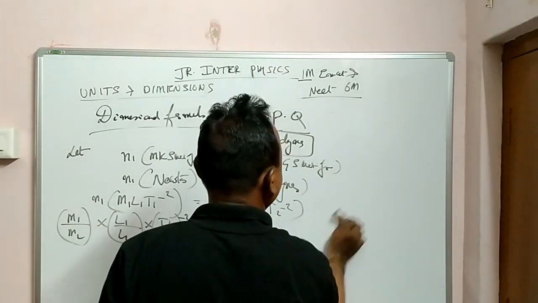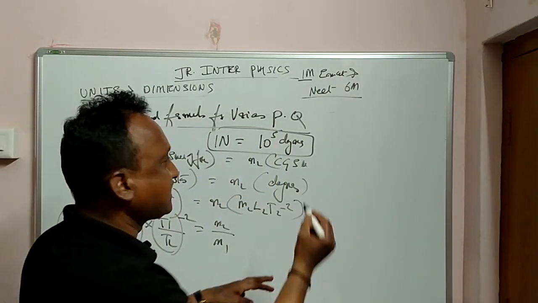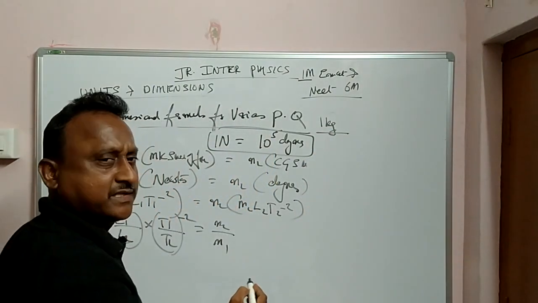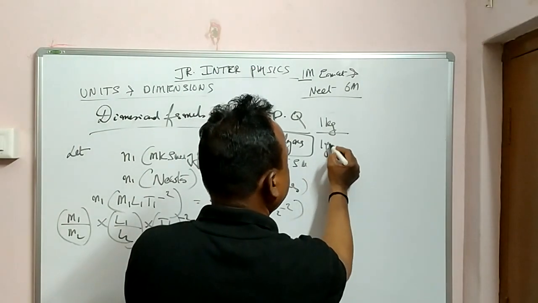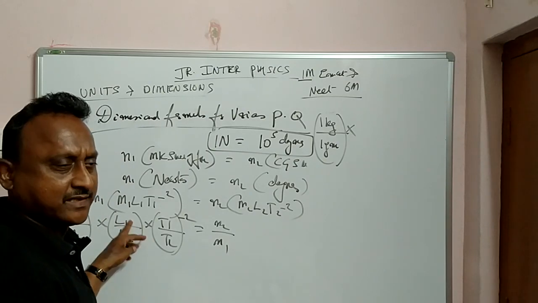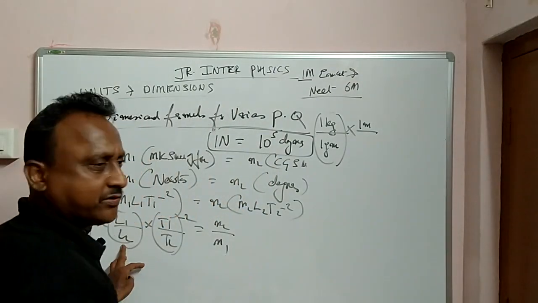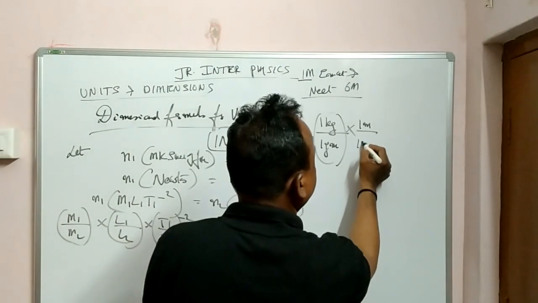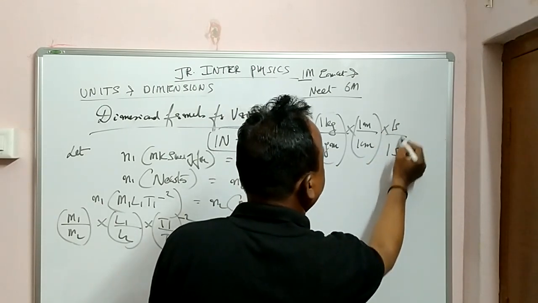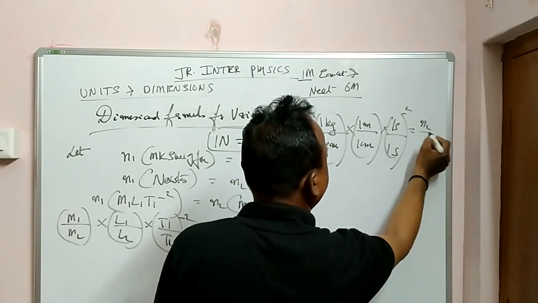I'll write here. What is M1? Mass in MKS system. In MKS system, it is measured in kilograms, 1 kg. M2 means mass in CGS. It is measured in grams. So 1 kg by 1 gram into L1, length in MKS system, measured in 1 meter, by L2, again length in CGS, 1 centimeter, into time, 1 second by 1 second, power minus 2, that is equal to N2 by N1.